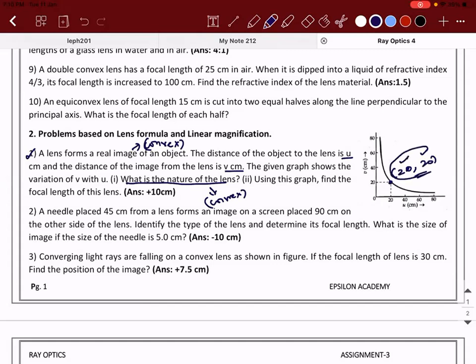When is it possible? Only when the object is placed at C, the image distance and the object distance are the same. When the object is placed at C, the radius of curvature is 20 centimeter. So the focal length will be 10 centimeter. That is why it is plus 10 centimeter. Plus is because it's a convex lens.